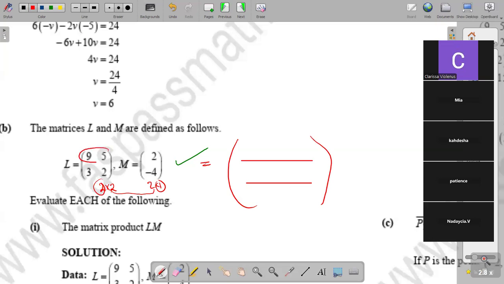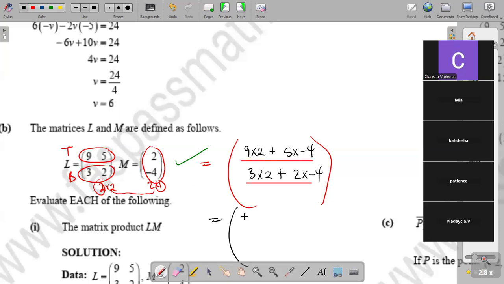So I'm going to circle my 2 rows and my 1 column. This is my top and this is my bottom. So these are my combinations. The top is 9 times 2 plus 5 times -4. The bottom combination would be 3 times 2 plus 2 times -4. Before I continue, I back check to make sure I'm right: 2 times 2, -4 times -4, front numbers 9, 5, 3, 2, correct? So this combination is correct.